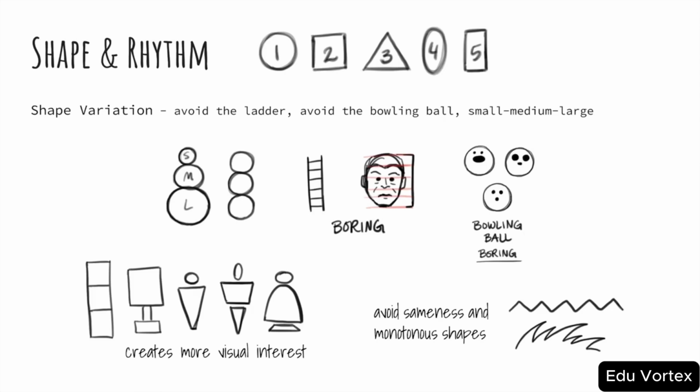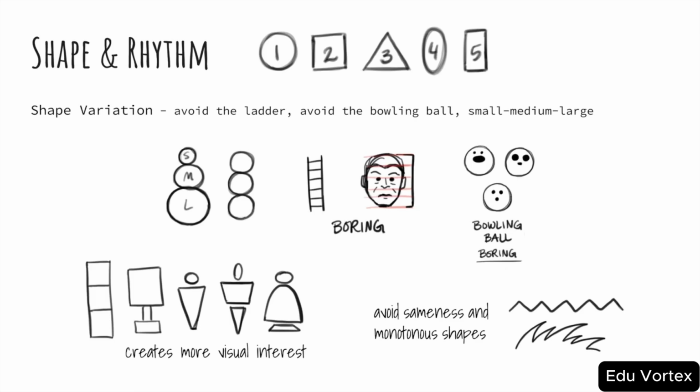Shape and variation of shape is, if not the most, definitely one of the most important aspects of character design. You want to try to avoid the ladder, avoid the bowling ball, try to incorporate small, medium, large, and avoid sameness. These are just really simple examples of how varying your size and shape can create more visual interest. The ladder is basically everything being parallel and everything being equidistant, and at the exact same size, and it's just kind of boring to look at.